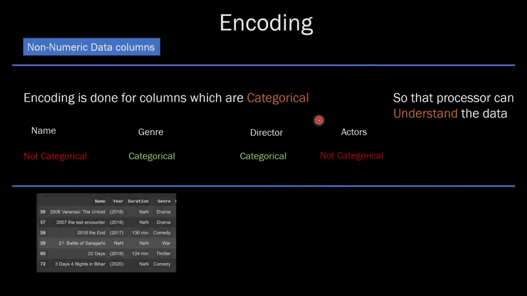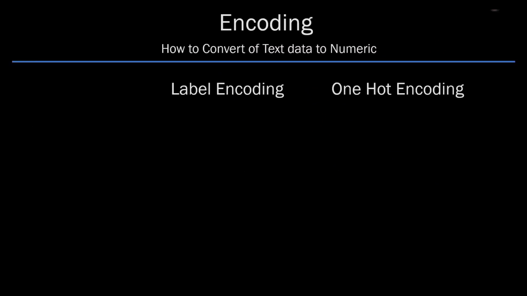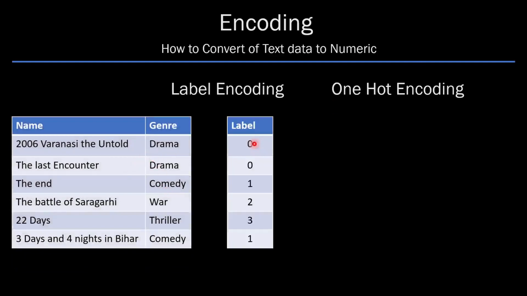So let us understand how these categorical data can be converted into numerical data. So we have a couple of options. One is label encoding, and we have something called as one hot encoding. So let's go back to our data set. These are all the movies and these are all the genres for respective movies. For example, if you are using the label encoding, output will be like this.